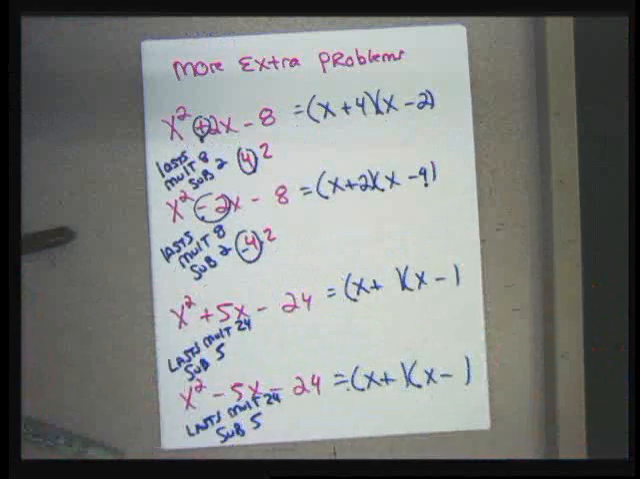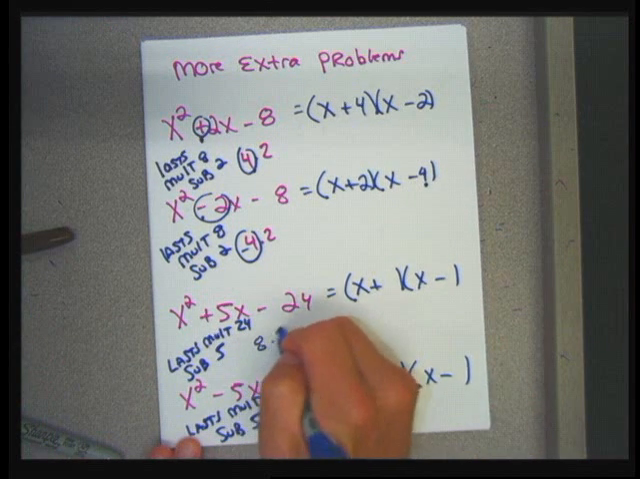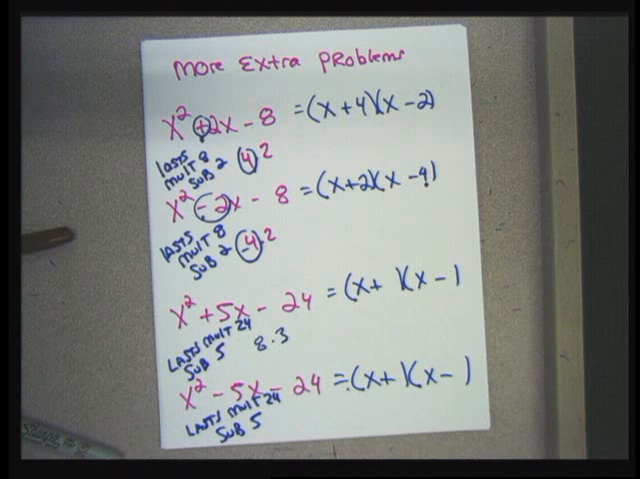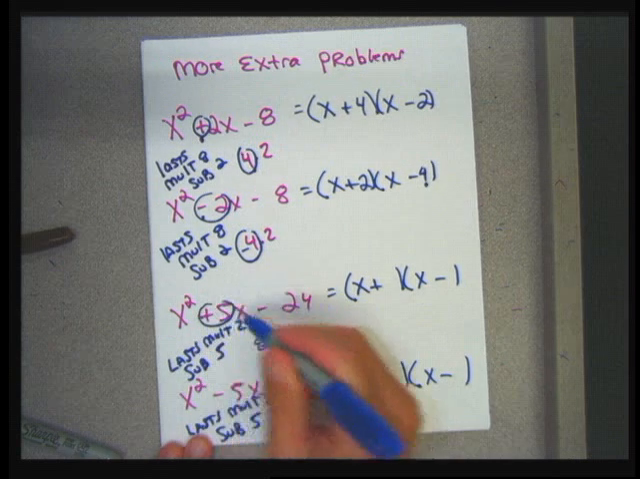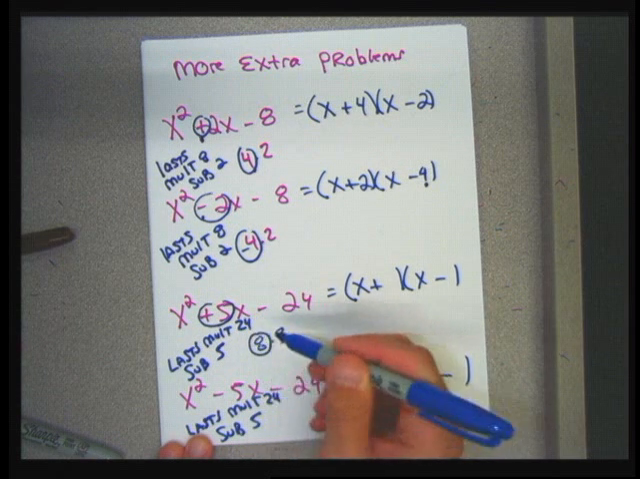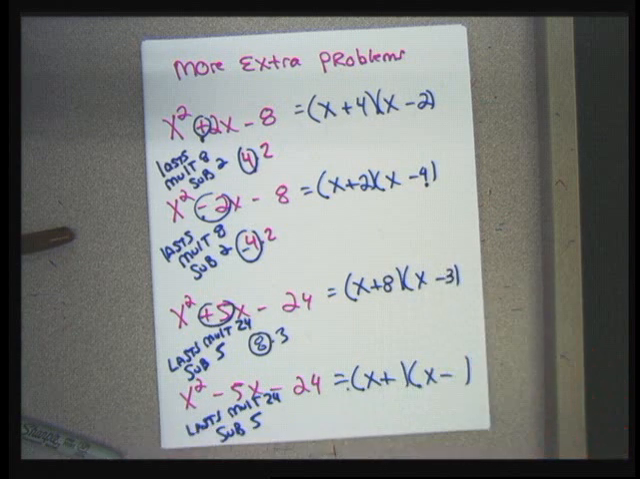Hopefully you figured out the numbers were 8 and 3, because 8 times 3 is 24, and 8 minus 3 is 5. So those are the numbers I need. Now I just need to get them in the right spot. In the first one, where does the 8 go? The 8 goes with the plus. Because the plus is with this number, the bigger number needs to get the plus. So I get a plus 8 and a minus 3.